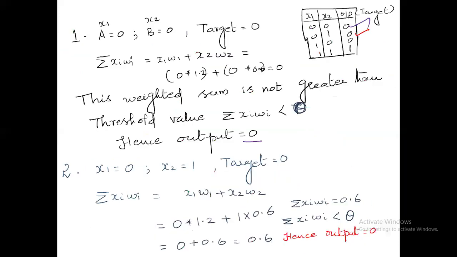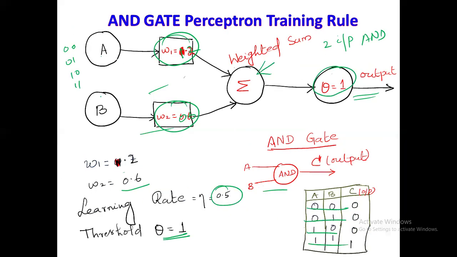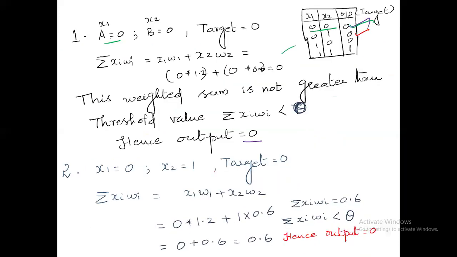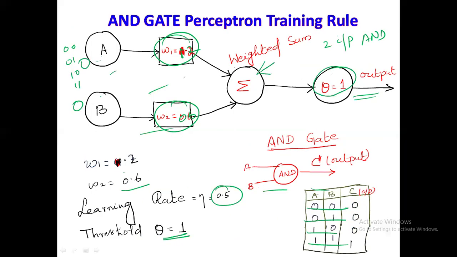So in this case, first pattern we will apply. What is the first pattern? The first pattern is 0 0. So I am applying A is equal to 0 here. We are going to execute 0 0. If I am applying 0 0, 0 is multiplied with 1.2, again this 0 is multiplied with 0.6. So what is the targeted output for this pattern 0 0? The targeted output is 0.